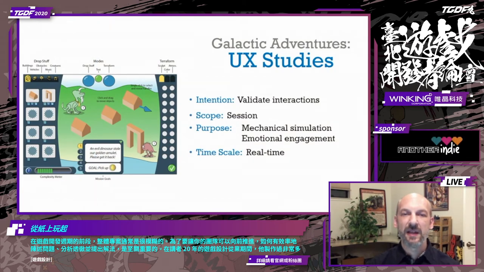Our intention was to validate if players had all the tools and features needed to build their own custom games. The scope covered one session of play. The purpose actually started out as a mechanical simulation, since we were attempting to mirror what the player would see on the screen. But as we iterated, we realized that the players were becoming very emotionally engaged. This makes sense, because we were asking them to make personal stories that appealed to them, but it still surprised us at the time. It also gave us a good feeling that if players could get emotionally engaged with the paper prototype, then that would carry over into the final product.